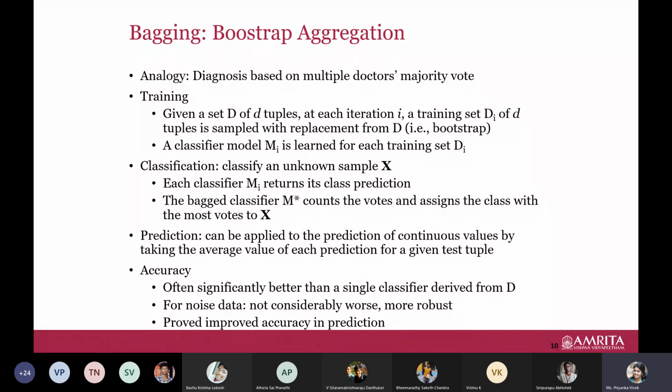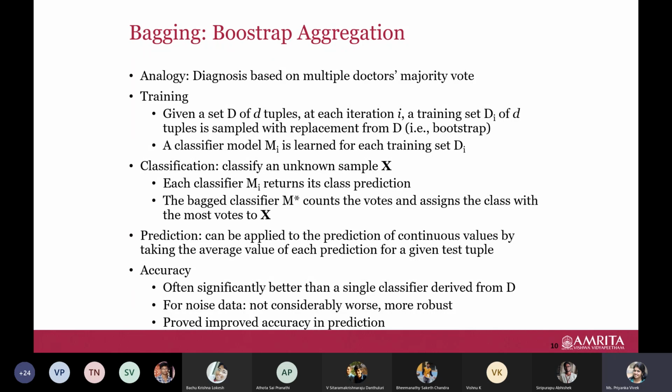Now, when a new unknown instance comes for us to label, we ask these 10 models to predict. Say we have a class with yes or no. If 6 of them predict yes, we take it as yes. If the majority is predicting no, we take it as no. That is why we are telling the analogy of multiple doctors, majority vote.